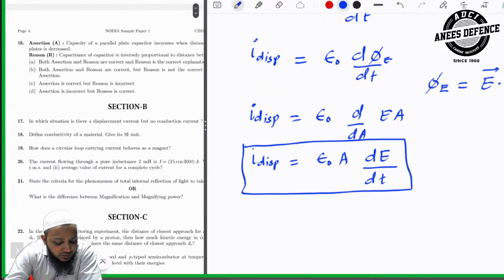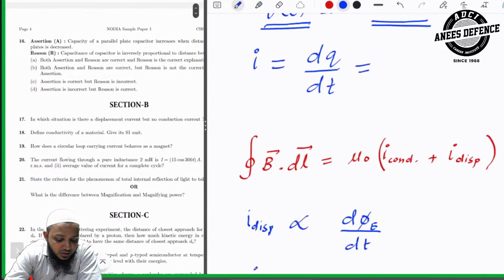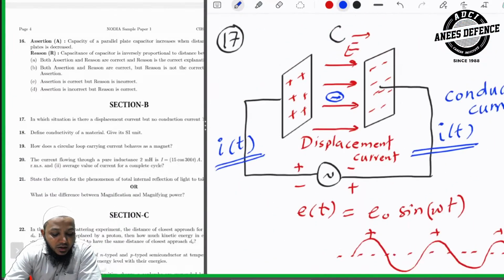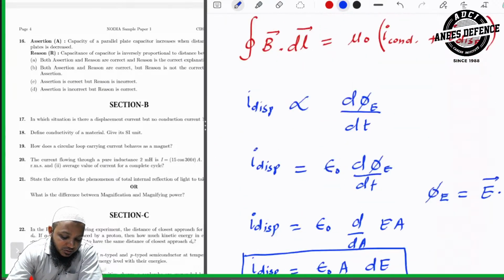In which situation is there a displacement current but no conduction current? So there is a situation given here where the capacitor has electric field between the plates, not only electric field but also changing electric field. So whenever there is a gap or there is no conductor between the plates of the capacitor, and there is a changing electric field, there exists a displacement current and no conduction current. So that answers the 17th question.